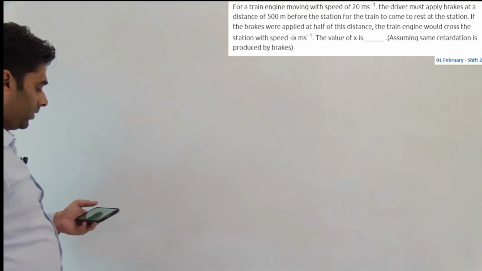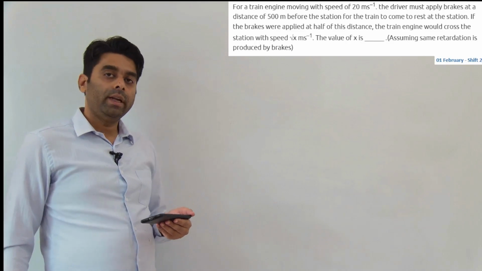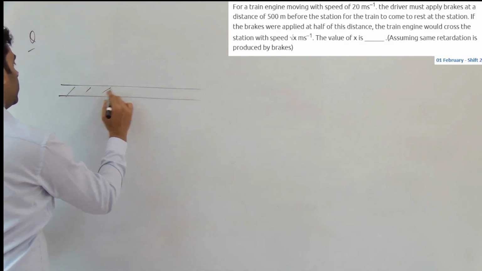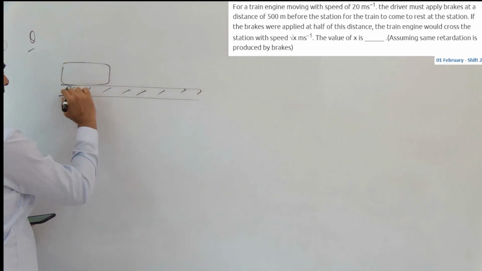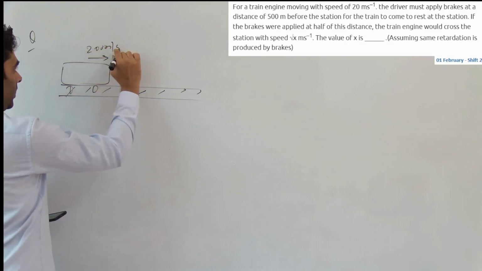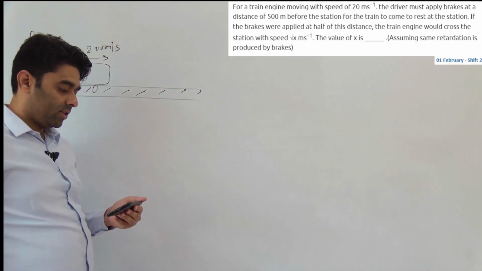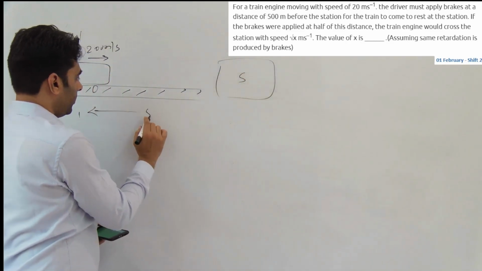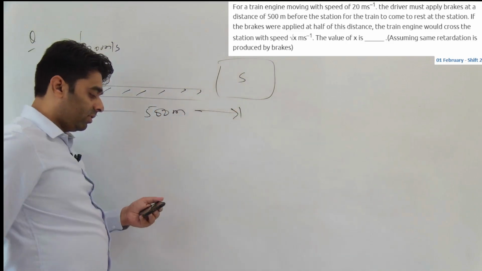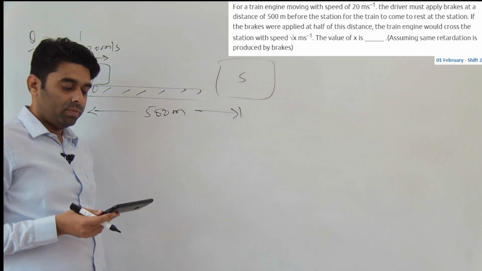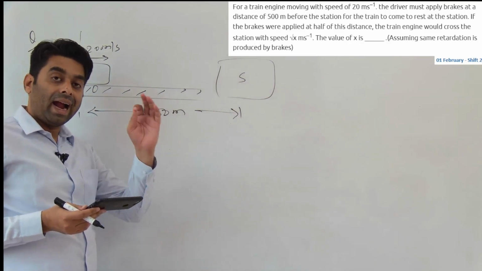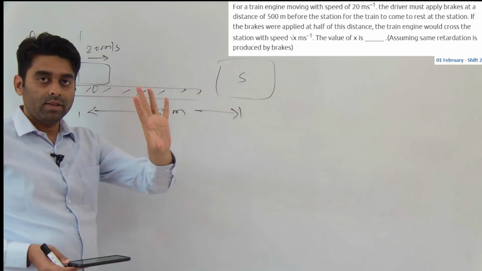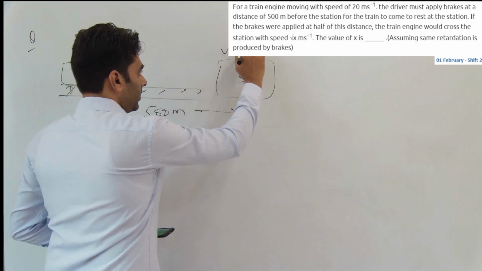Our next question is, for a train engine moving with a speed of 20 meter per second. Let's draw our figure. The driver must apply brakes at a distance of 500 meter before the station. Let's say this is your station, which is 500 meter. So the driver must apply brake at a distance of 500 meter before the station for the train to come to rest at the station. That means if he applies brake at a distance of 500 meter, exactly at the station, the train will stop. That means after traveling 500, the speed will become 0.